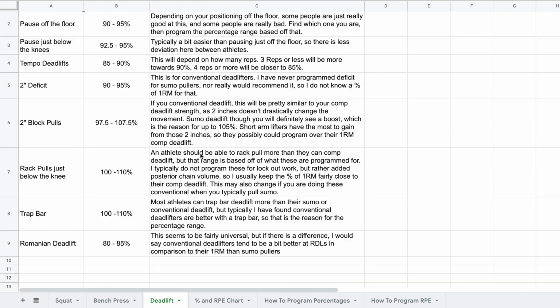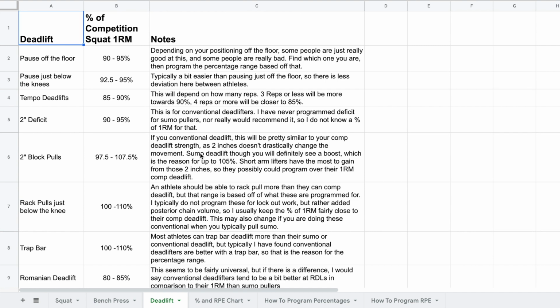And then lastly here, we've got deadlifts. So pause off the floor, pause just below the knees. A lot of the pausing off the floor especially is going to be dependent on your positioning off the floor. A better position off the floor is probably going to make that pause a bit stronger, versus if you have weak positioning off the floor, that pause is going to be a little bit harder and punish you a little bit more, aka why we're pausing off the floor.